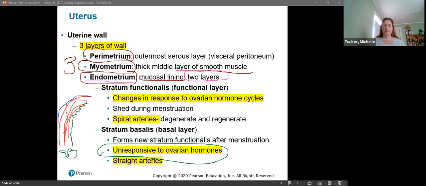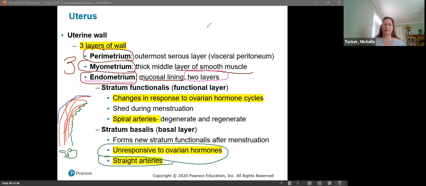The stratum basalis also has what are called straight arteries. So this is something we'll get into way at the end, but it's the type of arteries that will determine whether or not that layer breaks off. So for now, just note that you do need to know these 3 layers of the uterus and the characteristics of the 2 layers of the endometrium. Okay, so that stratum basalis has straight arteries, is unresponsive to ovarian hormones, and is not shed during menstruation.